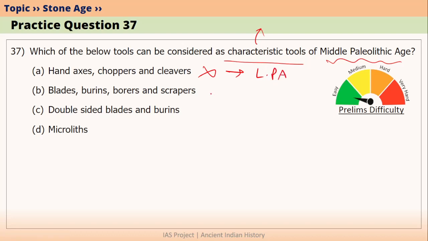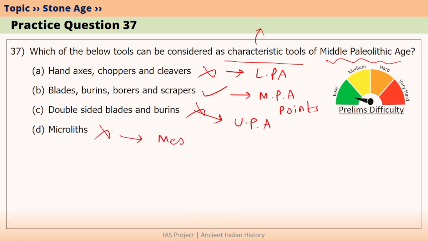The next option is blades, burins, borers and scrapers. This is correct because these are the characteristic tools of Middle Paleolithic Age. Along with this, points were also used. The next option is double-sided blades and burins. This is wrong because these were the characteristic tools of Upper Paleolithic Age. We have just discussed that microliths were first used in Mesolithic period. So they cannot be the characteristic tools of Middle Paleolithic Age. So the correct answer would be B, blades, burins, borers and scrapers.